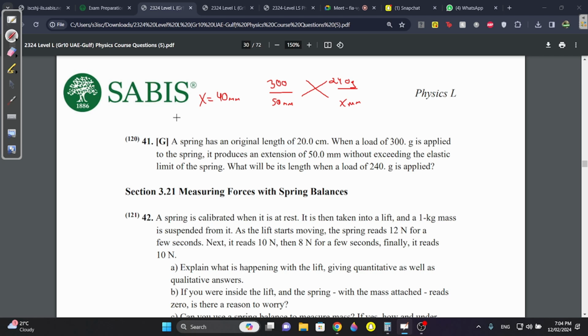So what will the final length be? It's going to be 20 centimeters, which is the original length, plus 40 millimeters. But you can't add centimeters and millimeters. So let's convert this millimeters to centimeters by dividing by 10. Okay, you'll get 4 centimeters. So it will be 20 centimeters plus 4 centimeters, which is 24 cm. Yeah, that's it for 41.